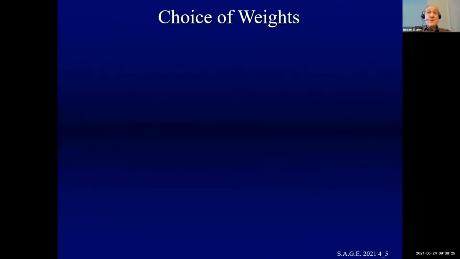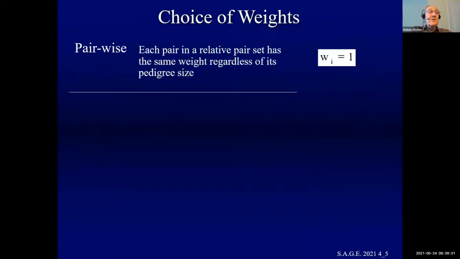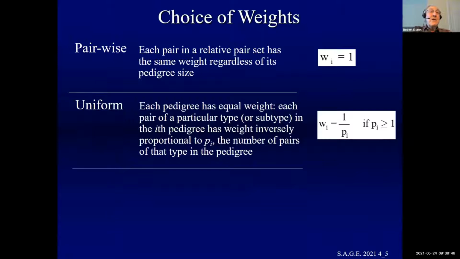So how do we choose weights? As we stated on day 2, there are different weights you might use. If they were independent, we might give the same weight regardless of pedigree size, and that would make the weights all equal to 1. Or we can make each pedigree have equal weight. Each pair of a particular type or subtype in the ith pedigree has weight inversely proportional to p, the number of pairs of that type in the pedigree.